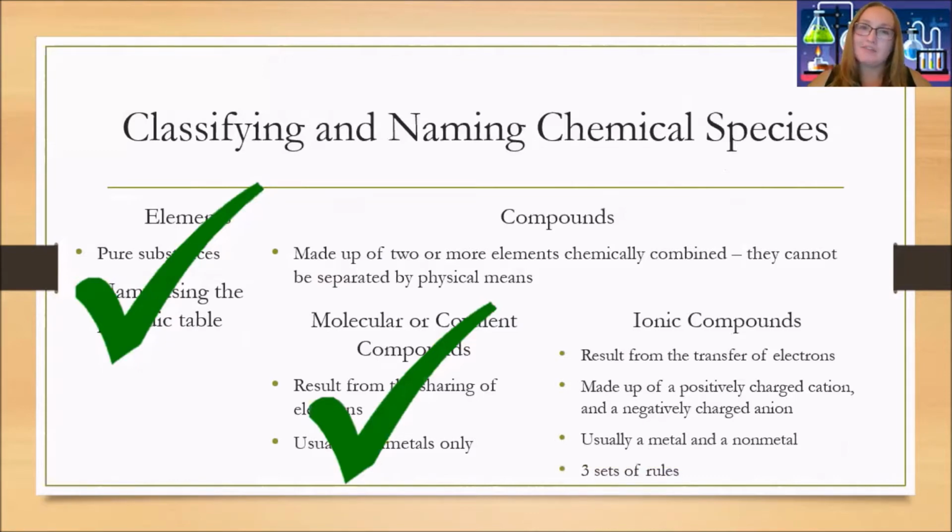Ionic compounds are kind of the hardest to name because there's 3 sets of rules. This is gonna sound really annoying. Guys, trust me, once you do practice problems, once you get used to it, it comes very quickly, and we're gonna be doing this all year.